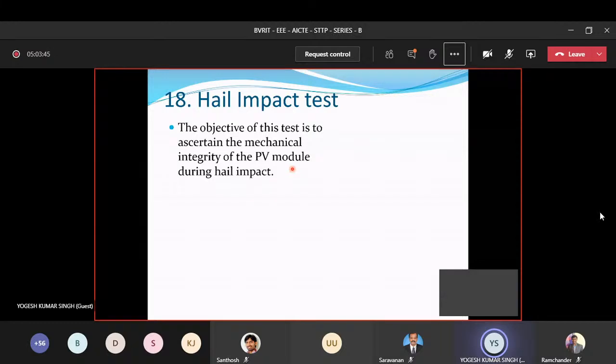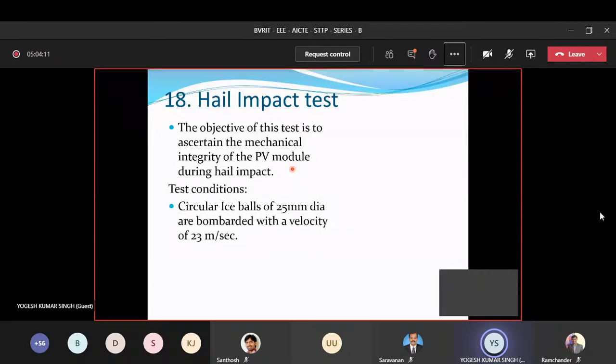So what are the conditions required for the hail impact test? There are some test conditions: you require a circular ice ball with a 25 millimeter diameter, which is shot at a set velocity from the top. So this is the circular ice ball, and with its help you can find out the hail impact on the system. You make an ice ball of 25 millimeter diameter, and the velocity will be around 23 meters per second.